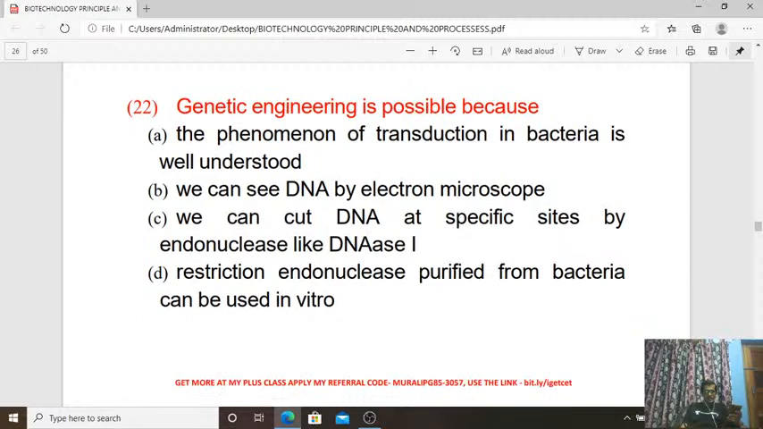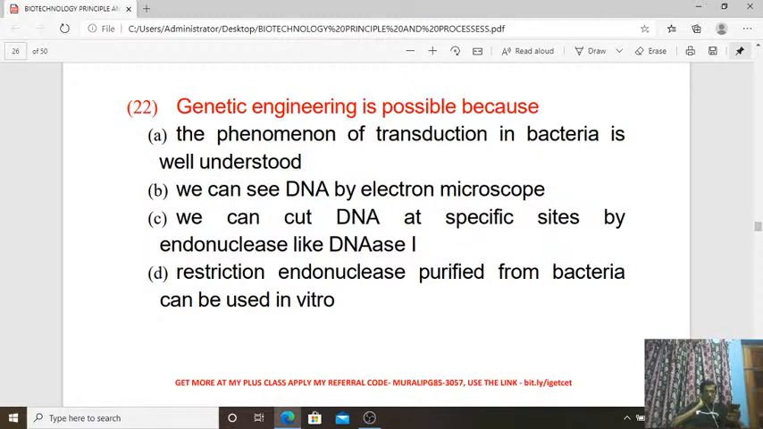Next question number 22. Got it? Yeah. Genetic engineering is possible because the phenomenon of transduction in bacteria is well understood. We can see DNA by electron microscope. We can cut DNA at a specific site by endonuclease like DNase. One distinction: endonucleases purified from bacteria can be used in vitro. So genetic engineering is possible because of what?